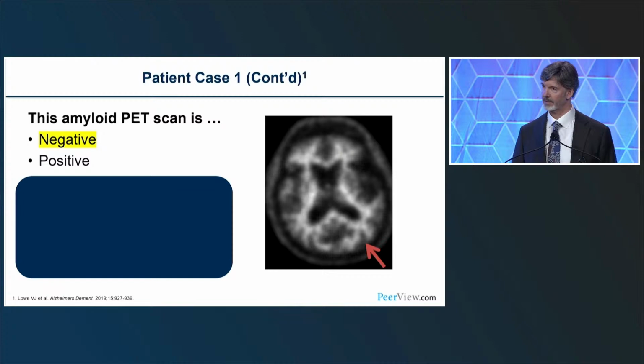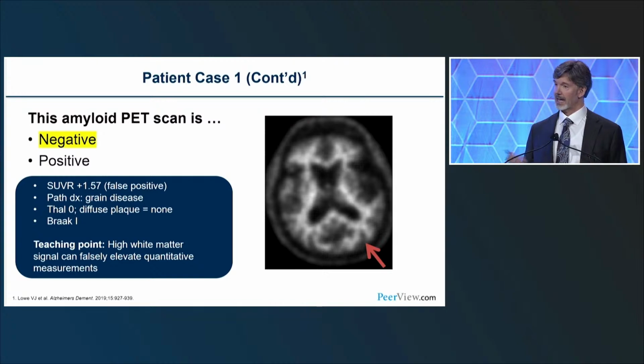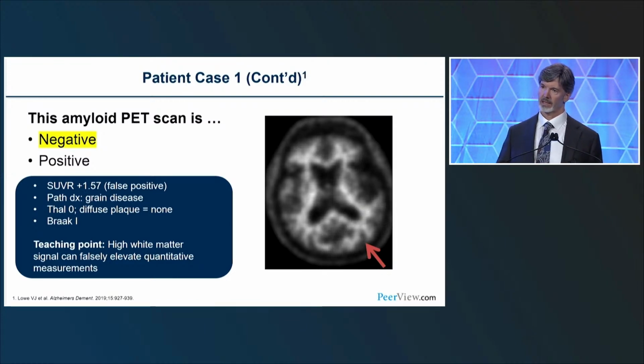It's negative, right? So we're seeing the good contrast between white matter and gray matter. This has a high SUVR of 1.57, so it's a false positive quantitatively. So don't put everything in the bucket of quantitation.